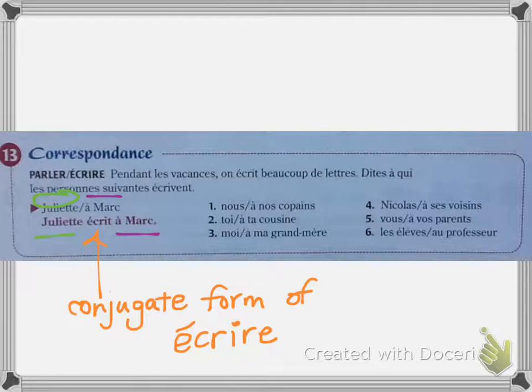Numéro 3. J'écris à ma grand-mère. Numéro 4. Nicolas écrit à ses voisins. 5. Vous écrivez à vos parents. 6. Les élèves écrivent au professeur.